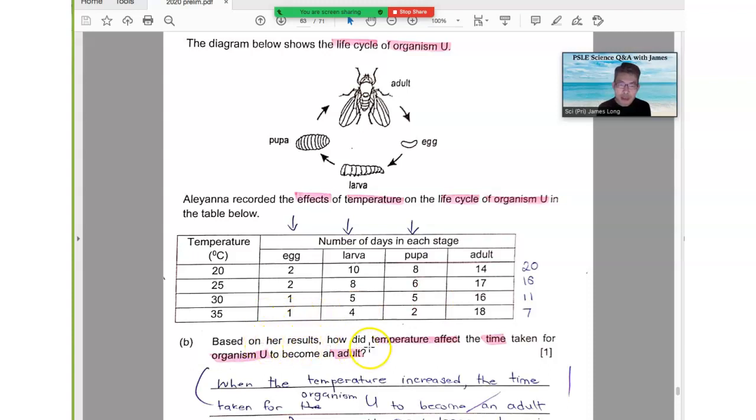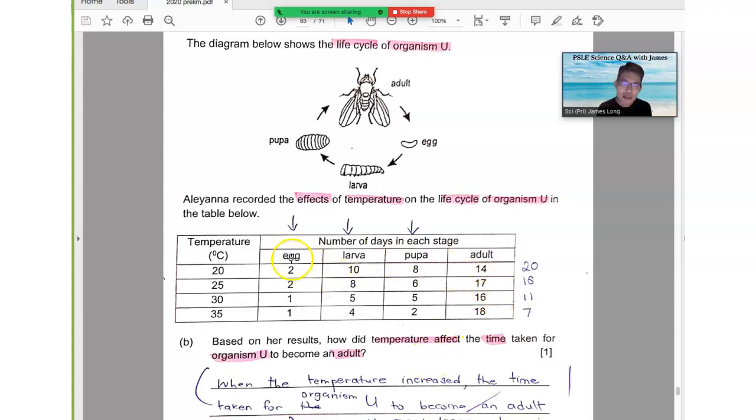So based on the results, how did the temperature affect the time taken for organism U to become adult? So to become adult, we look at just egg, larva, pupa. These 3 stages here will do. So look at what this child has done. She added 2 plus 10 plus 8 is 20. She ignored this one correctly because the question asks how did it affect the time it takes to become an adult. So we ignore the adult part.